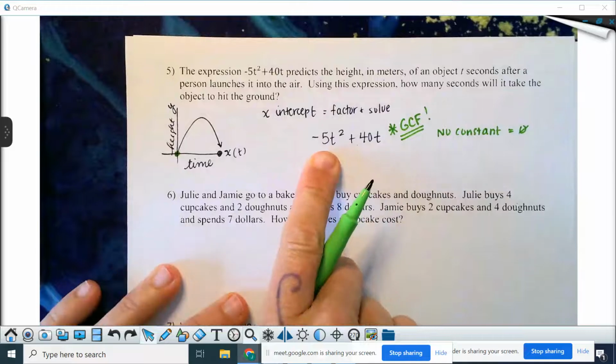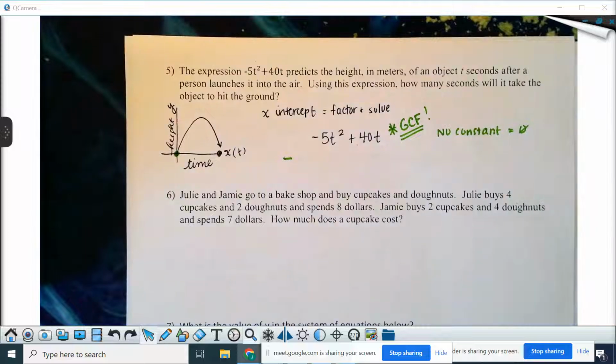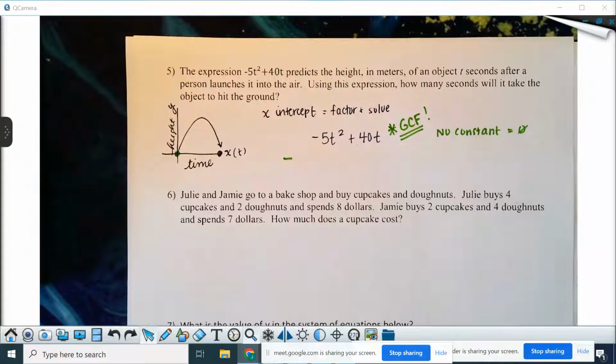Now, this front number is negative, so you definitely want to pull out a negative. You want your x squared, or in this case t squared, to be positive and 1 if possible. What number do 5 and 40 have in common? The largest number they both have in common. What can I divide into 5 and divide into 40? The biggest number I can divide into both. Five times 8 is 40.